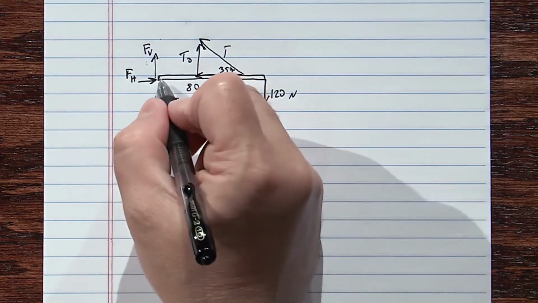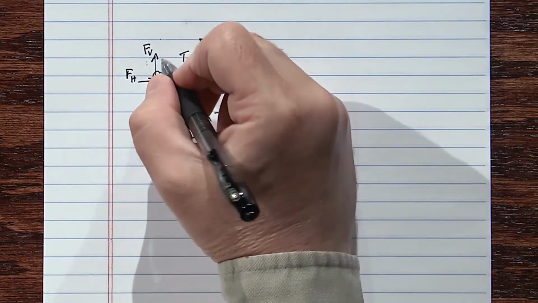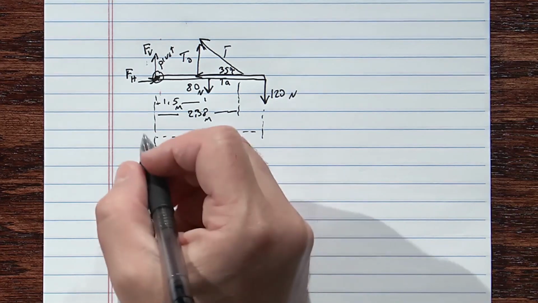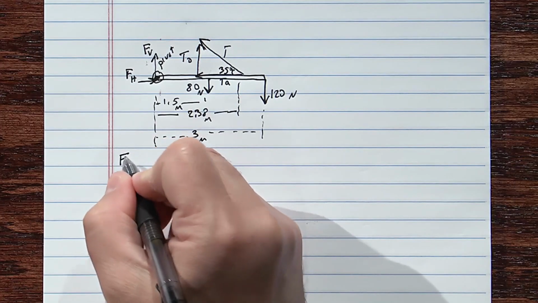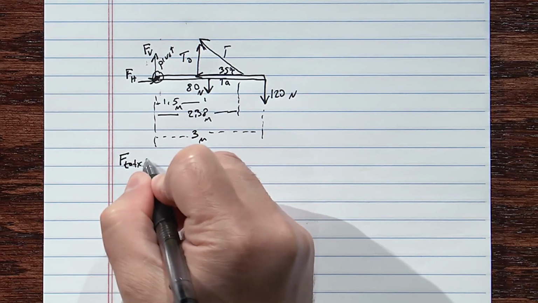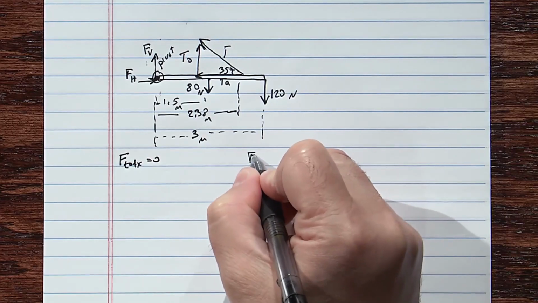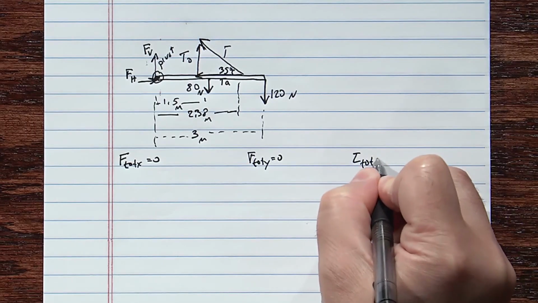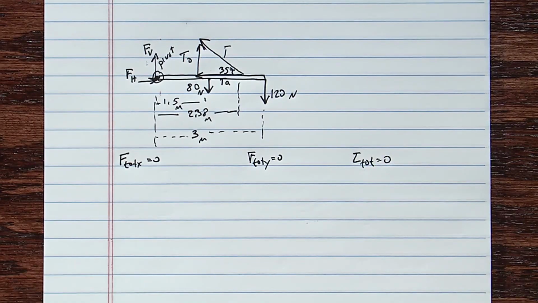Once again, I'm going to recommend that we put our pivot point at the wall where we have the horizontal and vertical unknown forces. At this point, we have drawn our diagram, listed our knowns and unknowns, so we will bring out our equations. Force total X is equal to 0, force total Y is equal to 0, and torque total is equal to 0. And let's see what each of these gives us.